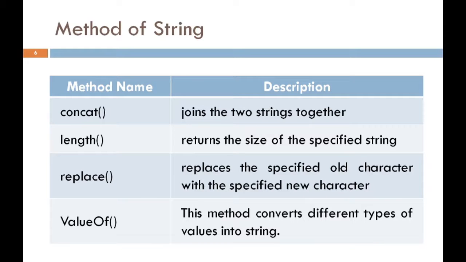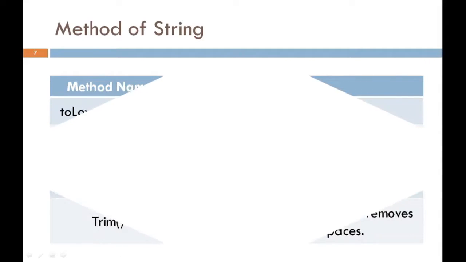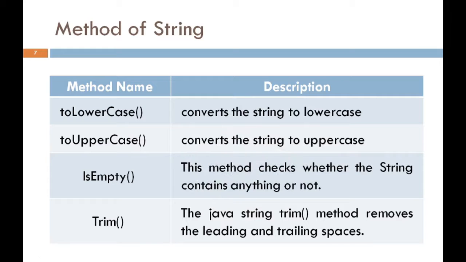The next method of the string class is toLowerCase. It is used to convert the characters of a string into lowercase letters, that means small letters. And the next method is toUpperCase. The toUpperCase method is used to convert the characters of a string into uppercase letters, that means capital letters.